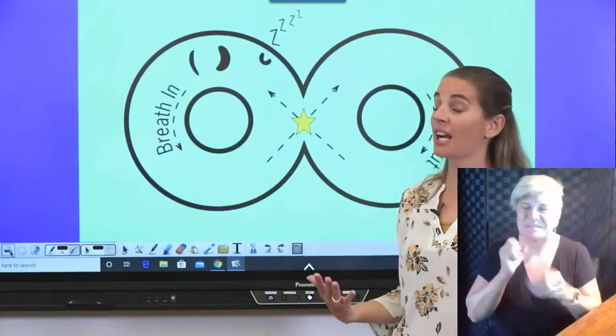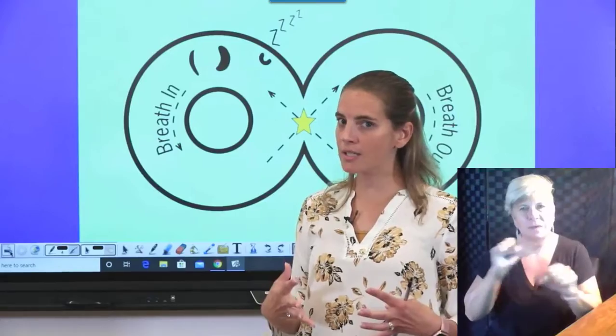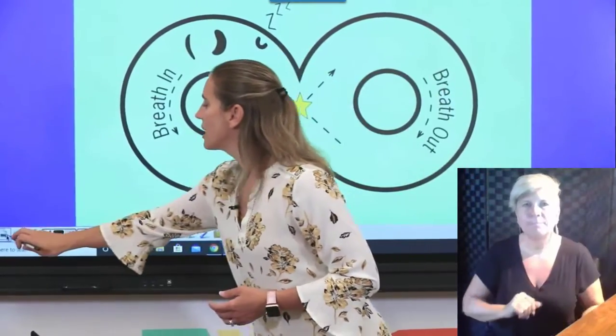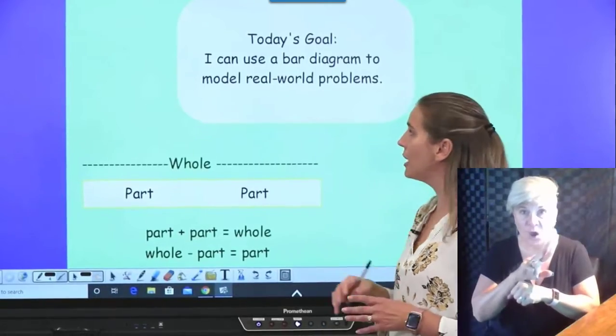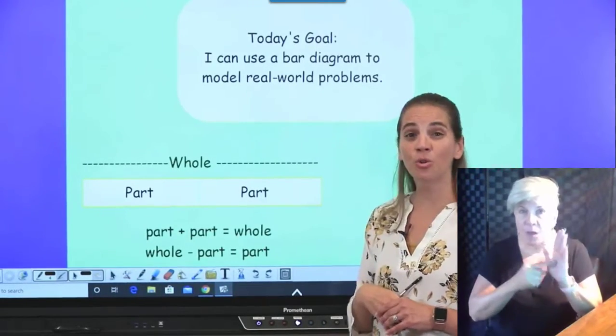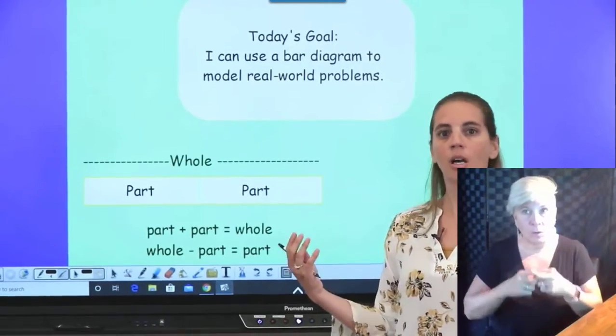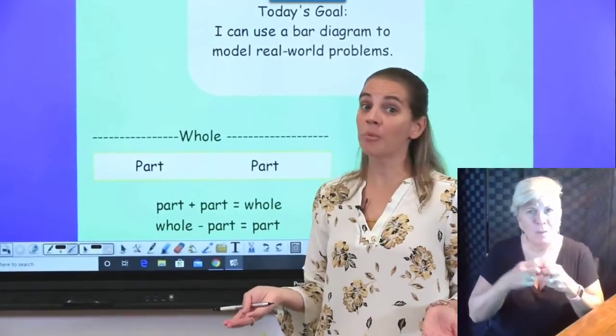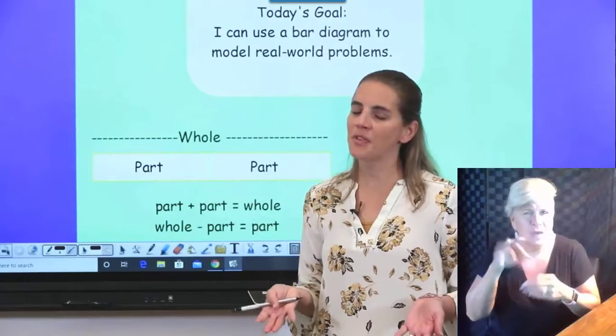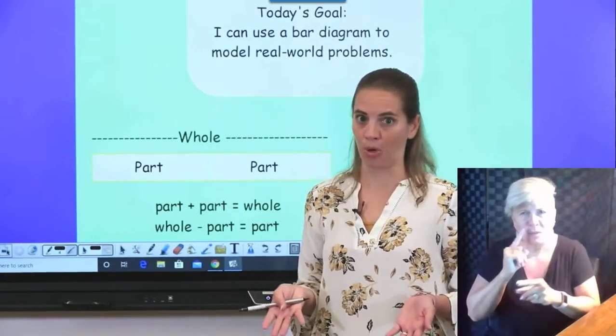Great job. Now that we're relaxed and ready to go and we've got our brain settled, we're going to get started. Take a look at our goal today. Today we're going to use a bar diagram to model real-world problems. Whew, that's a lot of big words, isn't it? A real-world problem is just simply a problem that you can encounter in the real world. Most of the time, you think of them as just word problems.